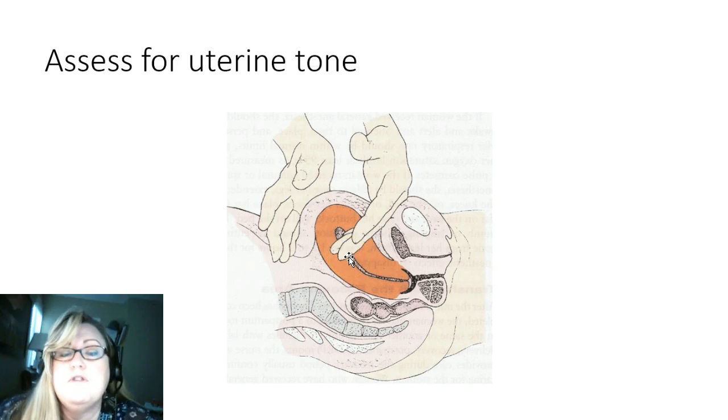That means it's contracted. If it is soft, that means it's not contracted and it's bleeding. So the first intervention we would do is a uterine massage. You just go in a clockwise fashion with this top hand and gently massage this uterus, and it will help the tone. It will cause a contraction and stop the bleeding.